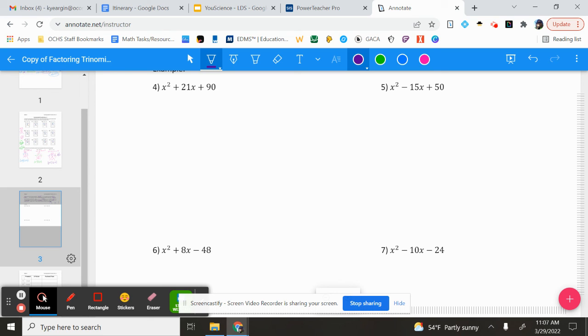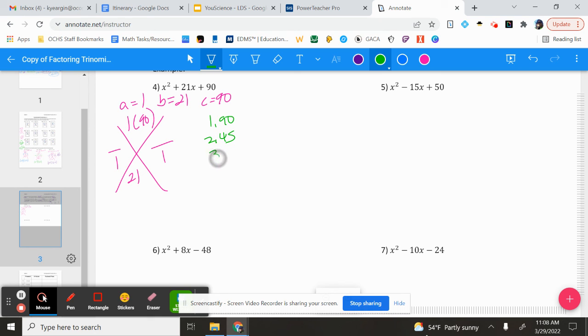Pause your video, work these out. Hopefully you've noticed in each of these that a is equal to 1, and in number 4, b is equal to 21, and c is equal to 90. So 1 times 90 at the top, 21 at the bottom, each factor divided by 1. So I'm going to make my factor list. We got 1 and 90, 2 and 45, 3 and 30. 4 will not go evenly.